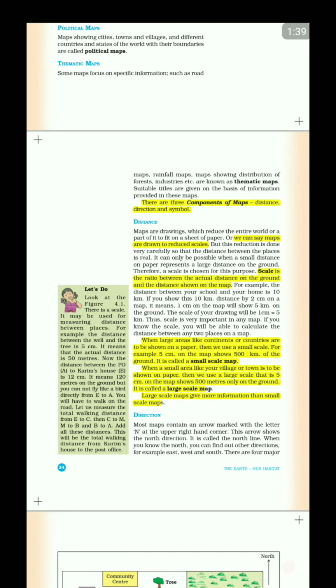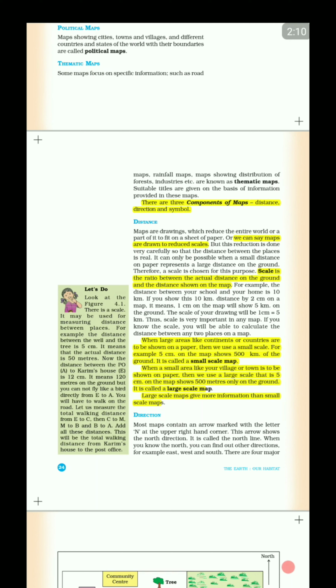The objective of a map is to reduce the scale. What is the scale? Scale is the ratio between the actual distance on the ground and the distance shown on the map. So, what exactly is a small scale map and a large scale map? It's clearly written. It's based on the details. A large scale map has larger details, right?